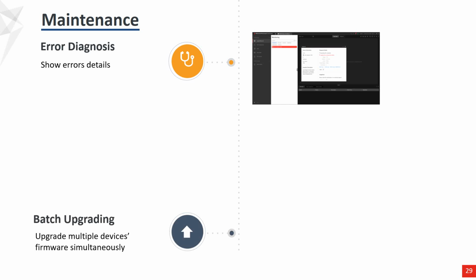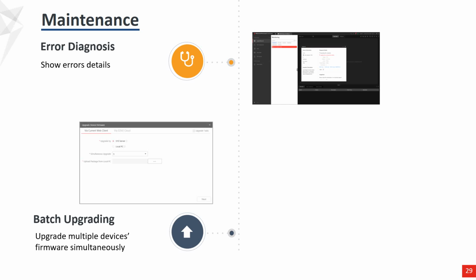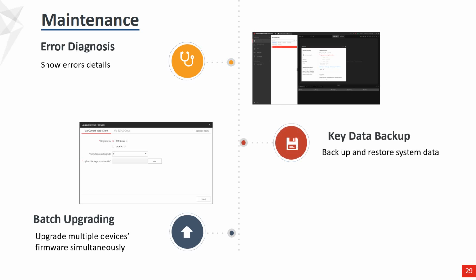Batch upgrading, so you can upgrade the firmware of multiple devices simultaneously. And also keep data backup. We don't hope the server is down, actually, but it's better to do the backup. The configuration data, the pictures, and comparison data will all be backed up automatically every day or every week, so you can set the schedules on your needs.